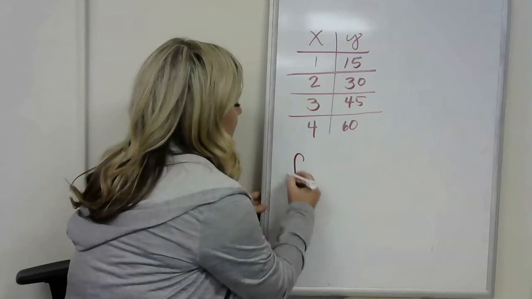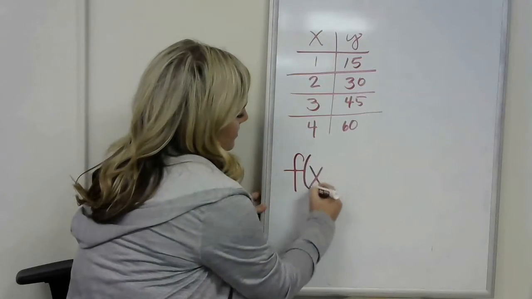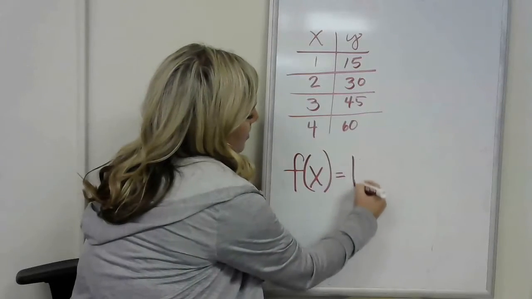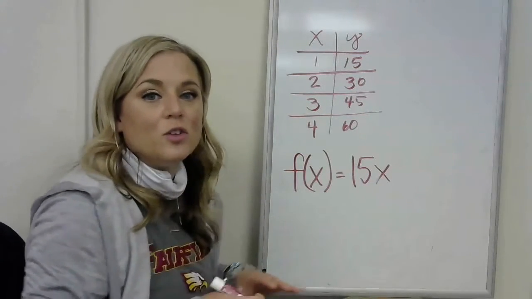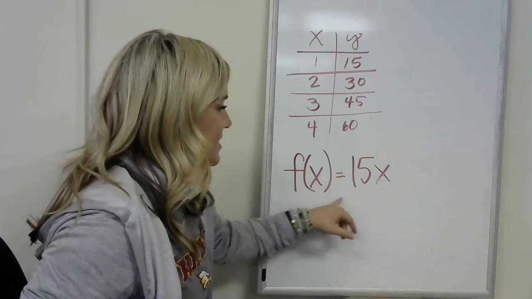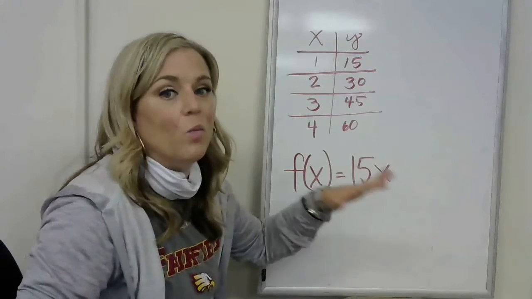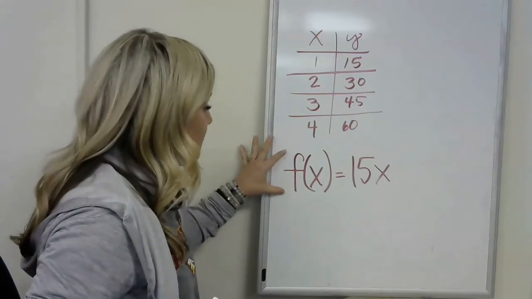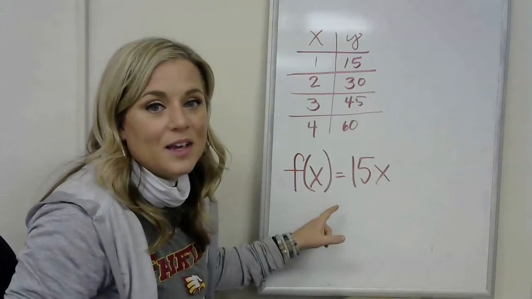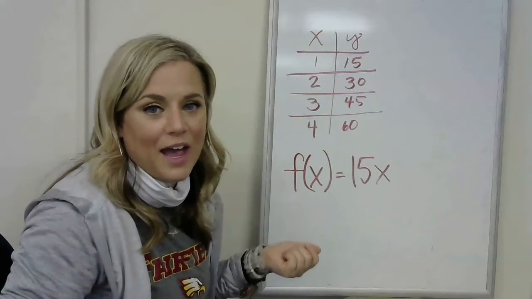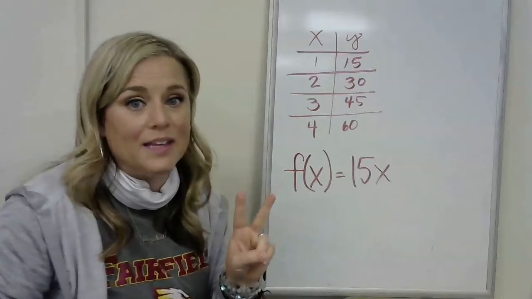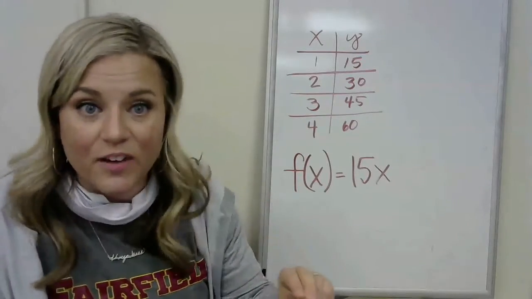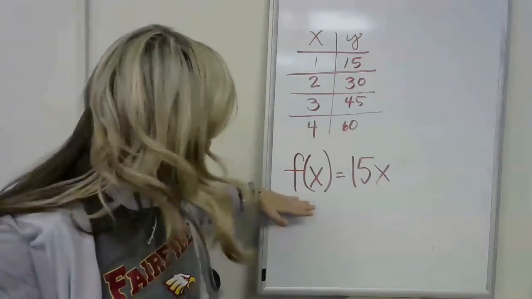So you'll see it written like this. I'm trying to write it big so you can see. So you'll see f of x is equal to 15 times x. And what that means is the function of x. But they shorten it: instead of writing function of x, they put f of x. So you'll hear me say it two ways, f of x or function of x. Either way, this means the same thing.